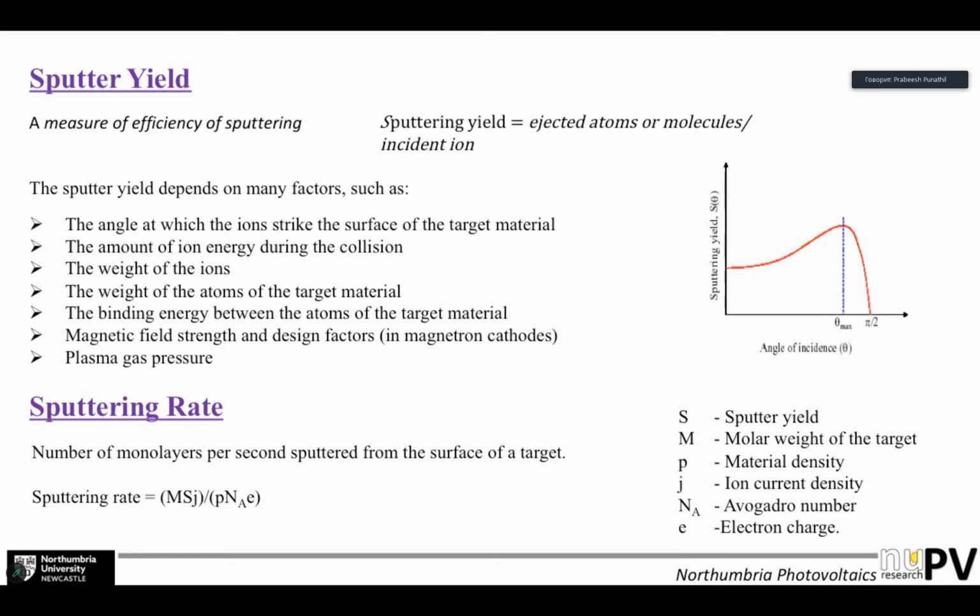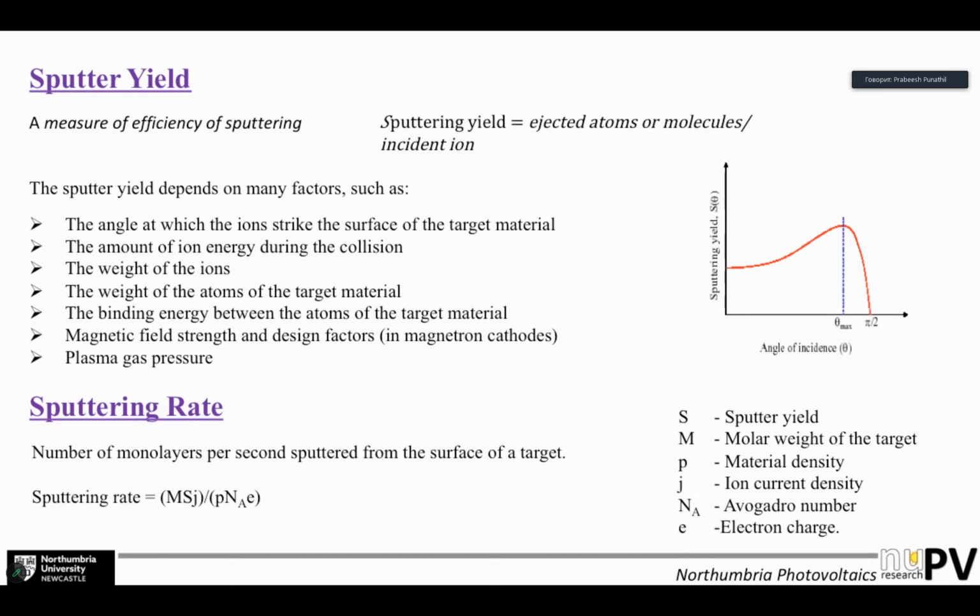And this sputtering yield depends on main factors such as the angle of the argon ions coming to the target surface, the amount of energy during the collision, the weight of the ions, the weight of the target material, the binding energy between the atoms in the target material, the magnetic field, usually for magnetron sputtering, and the plasma gas pressure.